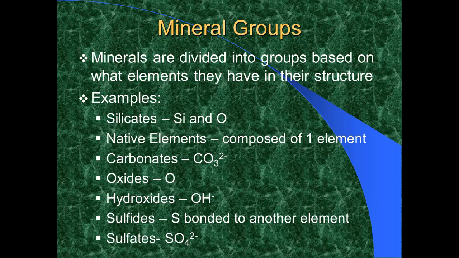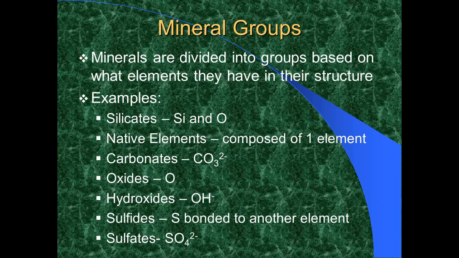Silicate minerals are composed of silicon and oxygen and are by far the most abundant mineral group in the Earth's crust. If we go back to that picture I just showed you of quartz, quartz is the most common mineral. Quartz is a silicate. We have native elements. These are minerals that are composed of one element. For example, we have gold, the element. We also have gold, the mineral. We have silver, the element. We also have silver, the mineral.